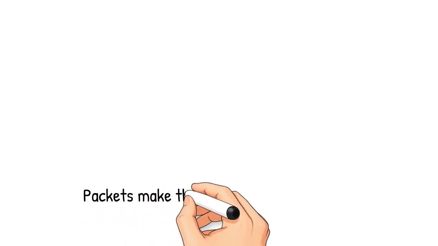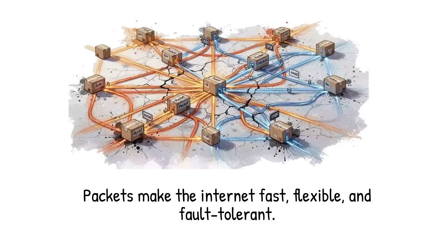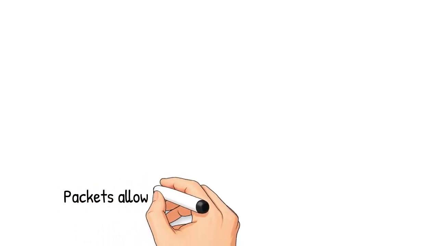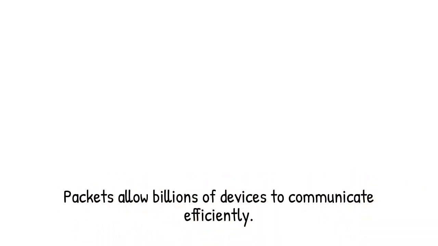The internet was designed to be resilient. Breaking data into packets ensures that even if one route is congested or damaged, packets can take alternative paths. This makes the internet fast, flexible, and fault-tolerant. If one packet is lost, only that packet needs to be resent, not the entire file. This design allows billions of devices to communicate efficiently, even under heavy load.